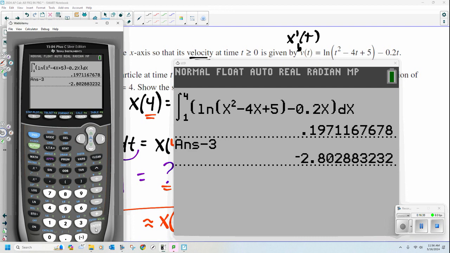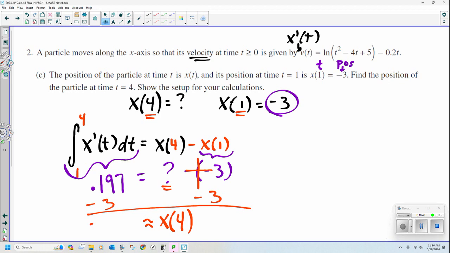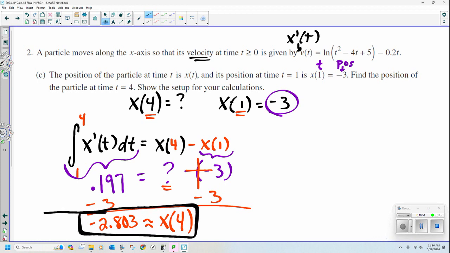Negative 2.803. We'll round that up. Negative 2.803. There we go. Man, I tell you, I am loving this test so far. Not too shabby.